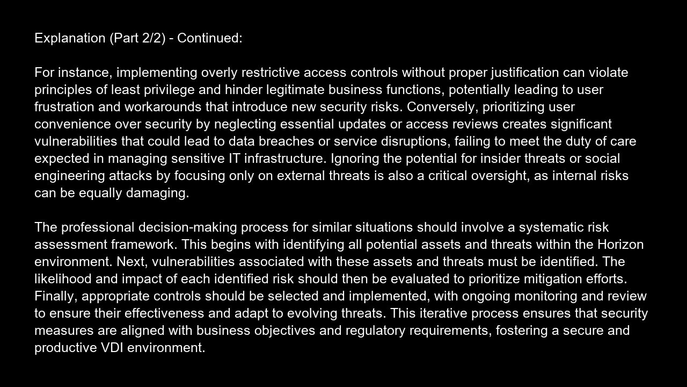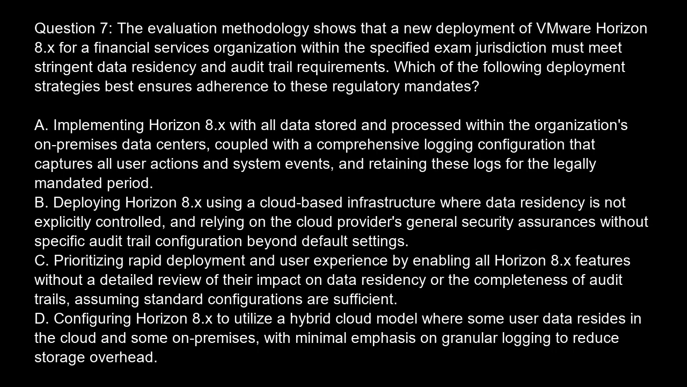This begins with identifying all potential assets and threats within the Horizon environment. Next, vulnerabilities associated with these assets and threats must be identified. The likelihood and impact of each identified risk should then be evaluated to prioritize mitigation efforts. Finally, appropriate controls should be selected and implemented, with ongoing monitoring and review to ensure their effectiveness and adapt to evolving threats. This iterative process ensures that security measures are aligned with business objectives and regulatory requirements, fostering a secure and productive VDI environment.